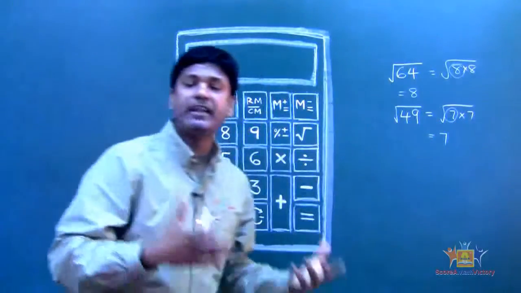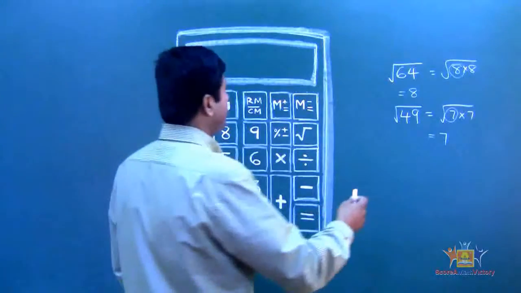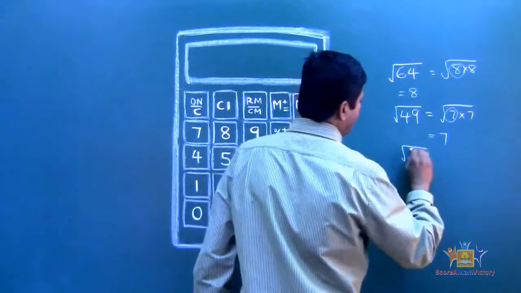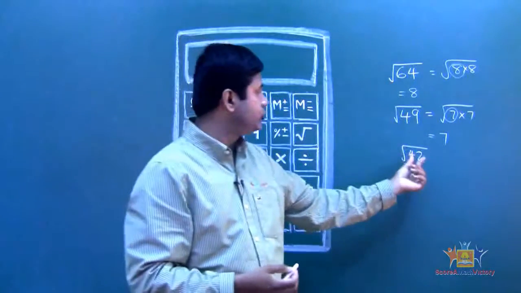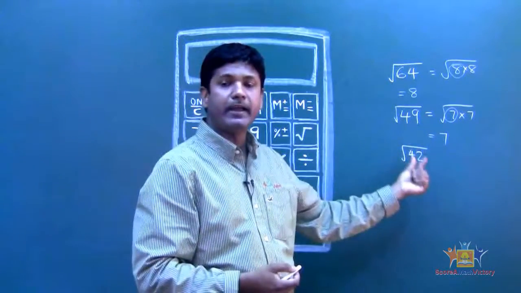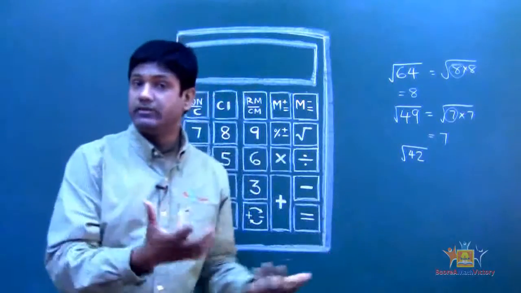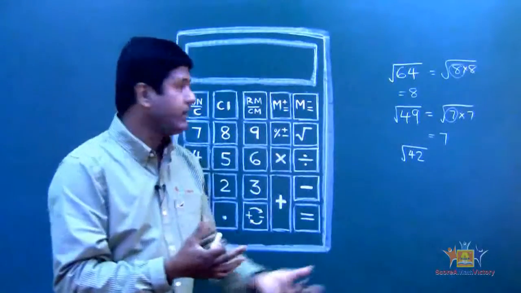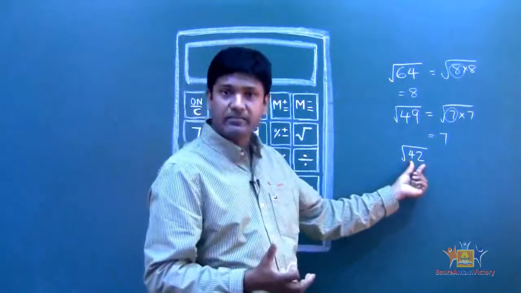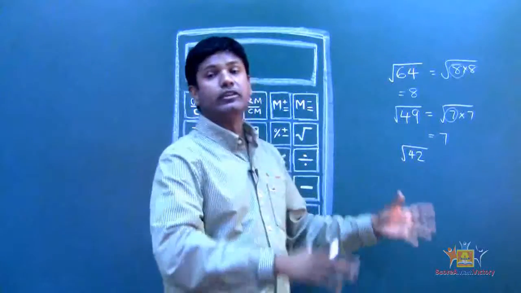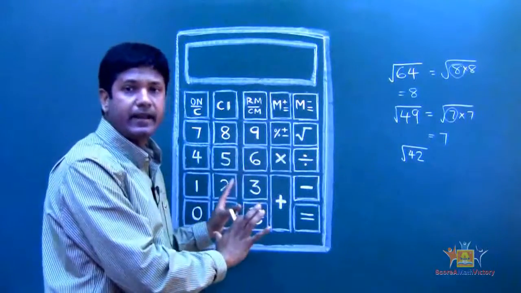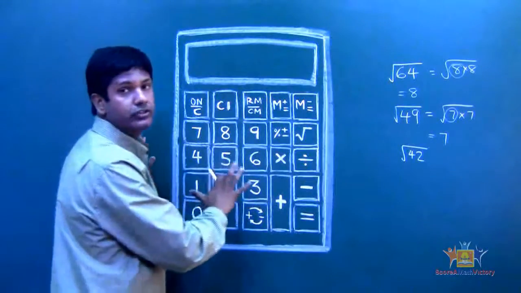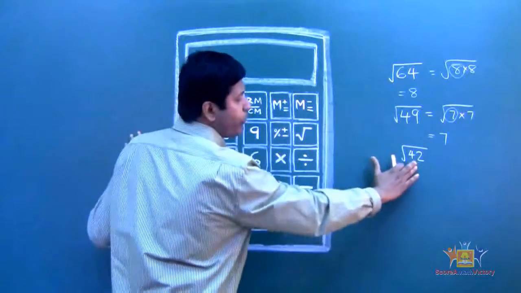Now what happens if the number is not square rootable? Let's say I ask you for the square root of 42. Can you find in our times table two identical numbers that, when you multiply, give you 42? There is no round number in our times table. So this is going to be a decimal number when you square root, which means we have to use a calculator. I'll show you how to use a basic calculator to find the square root of 42.